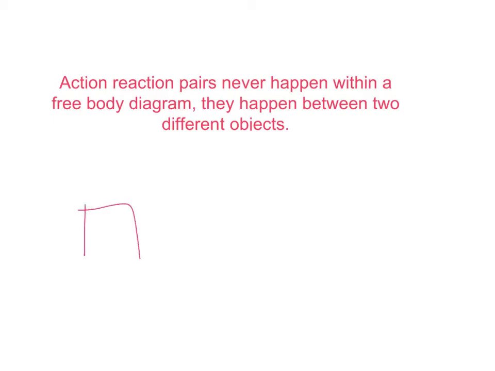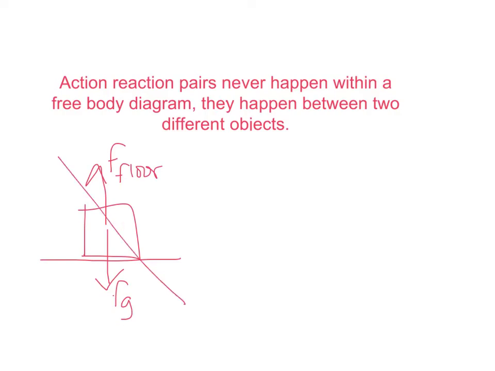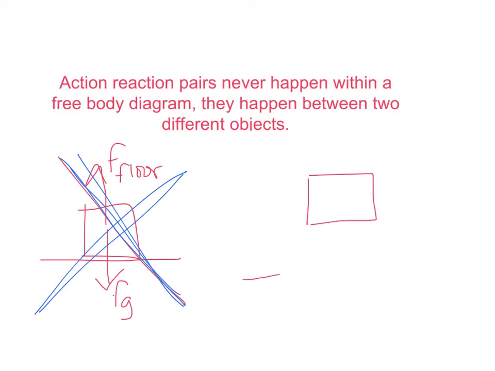If we're talking about a box sitting on a floor, we talk about how the force of gravity is pushing on the box, and then we have this force of the floor pushing back up. Those are not action-reaction pairs. That's a big, huge no. No, no, no. Because one of them, the floor, is pushing up, and the other, the force of gravity, is pulling down. The action-reaction pairs in this situation, we've got to think about two different things.